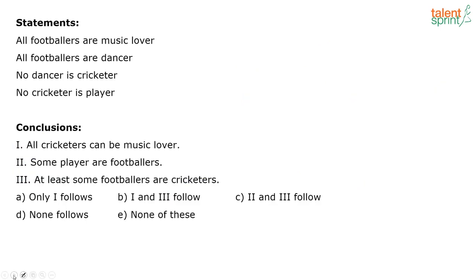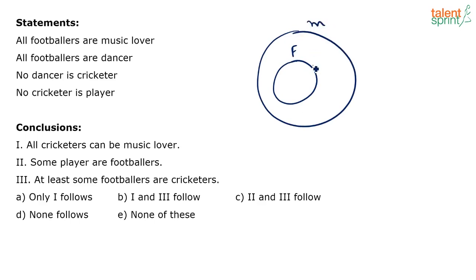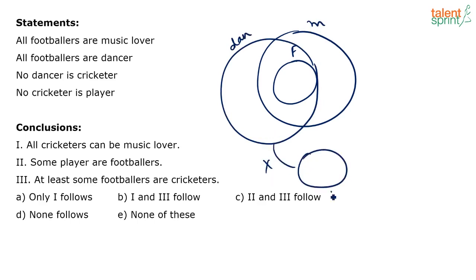All follow. No, I think same statements with different set of conclusions. Okay, so I will draw this basic diagram again here. You would already be having it with you. Yes, all footballers are music lovers. Then here you have dancers. Then no dancer is a cricketer. No cricketer is a player. That's what we do. Now, all cricketers can be music lover.